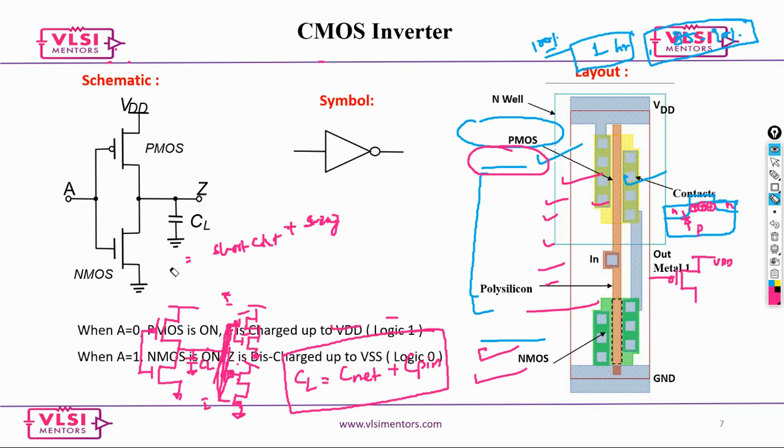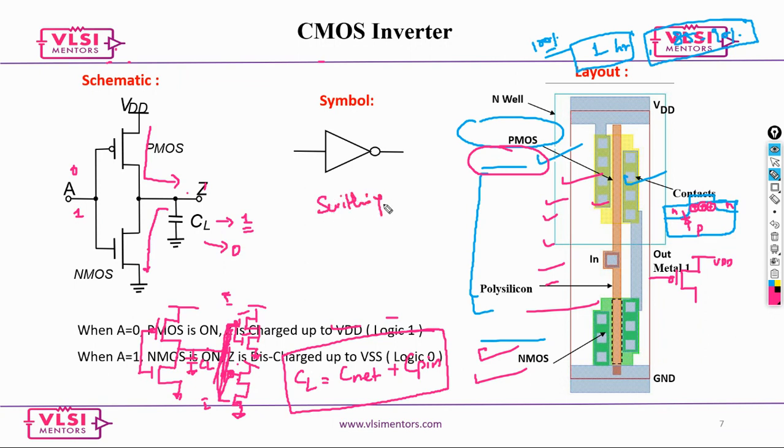Okay, let's take this inverter for example. Now the moment you give zero here, which transistor turns on? When you give zero here, this transistor turns on, and it charges up to logic 1, complete VDD. Now when you give 1, what happens? This transistor turns on and there is a path to ground. Now this is being completely pulled down to 0. Okay, is it clear?